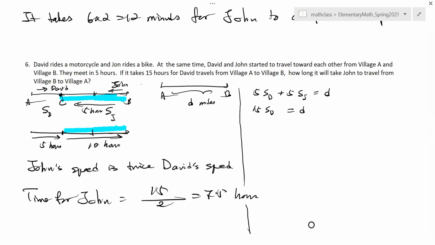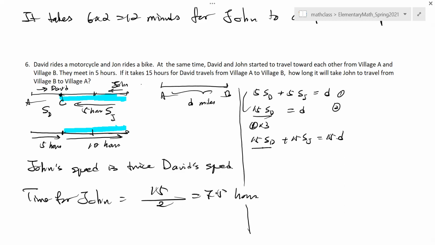You can assume D equals 1 to make it easy, okay? Or you can assume D equals 15. It's not a big deal. Eventually they cancel out. But you keep that, right? If you keep that, then I can multiply the first equation by 3, okay? So you have 15SD plus 15SJ equals 15D. So now 15SD is just D, right?